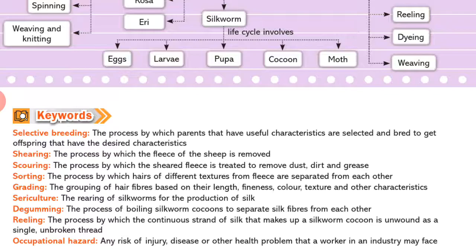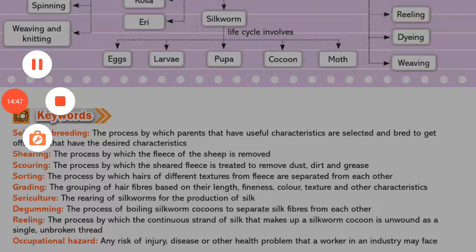Occupational hazards, any risk of injury, disease, or other health problem that a worker in an industry may face, are known as occupational hazards. Okay, dear students, in this way we are able to revise this chapter.